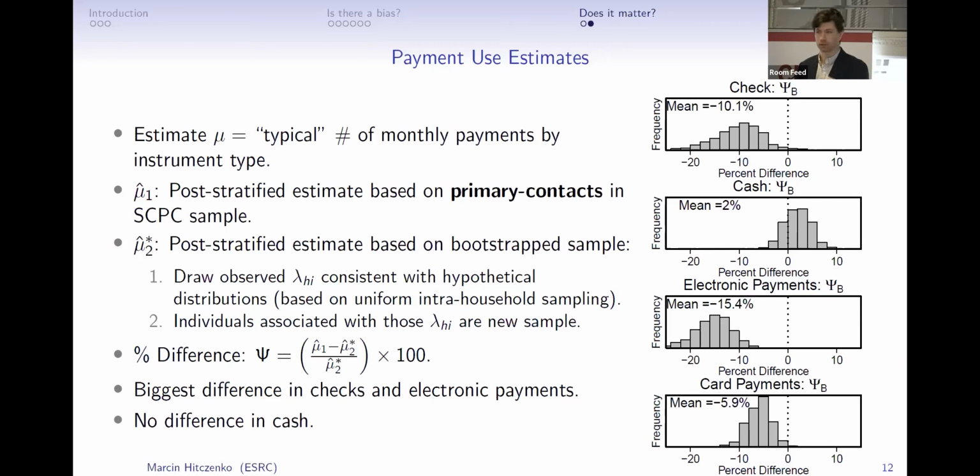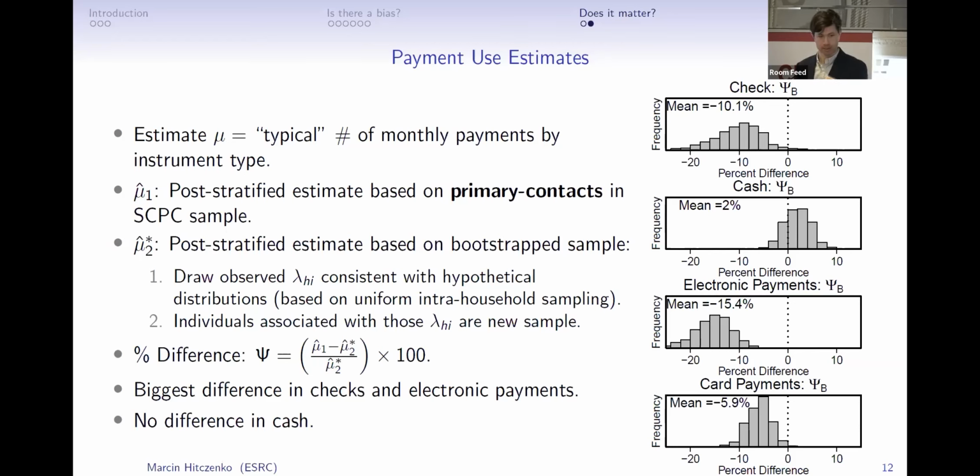And so it turns out here, even when we do demographic-based post-stratification, it seems like our sample bias does have an effect and does skew. We tend to overestimate the frequency of certain types of payments.